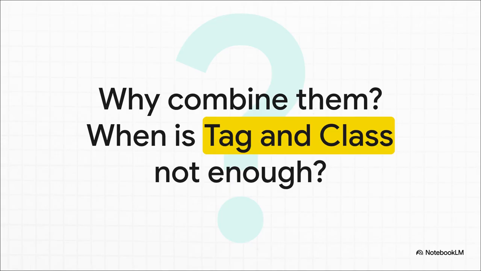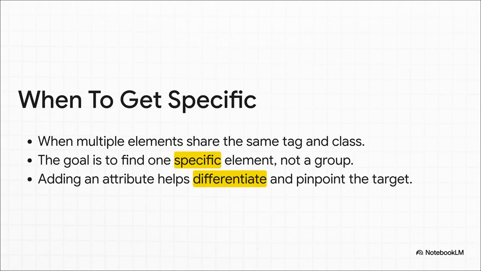But that begs the question, right? Why bother with all this? Why do we need to combine them? I mean, when is just a simple tag and class not going to cut it? Well, it really comes down to one word: uniqueness. Imagine you're on a login page. You've got 2 boxes, right? One for your username, one for your password. Now, they might have the exact same tag and class. So if you just tell the machine, find the input box, it's going to see 2 of them and have no idea which one you want. But if you add another detail, like an attribute for name, well, now you've given it that final clue it needs to tell them apart and grab the exact one you're pointing at.